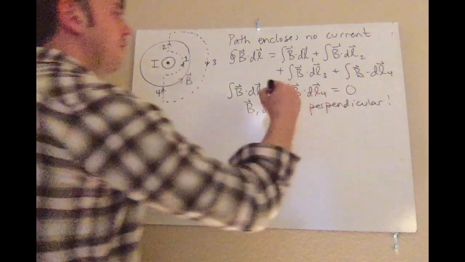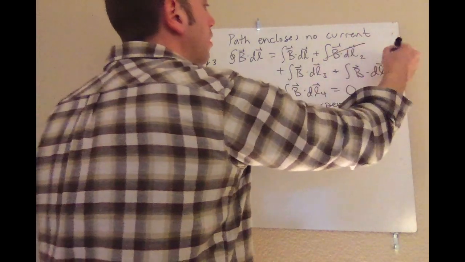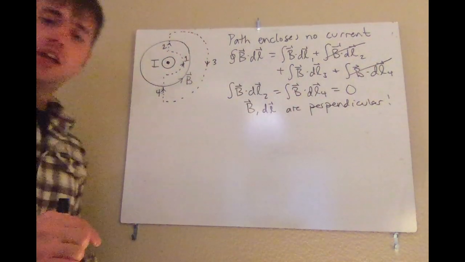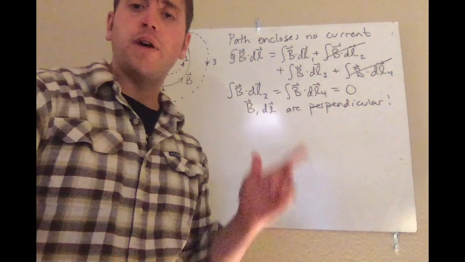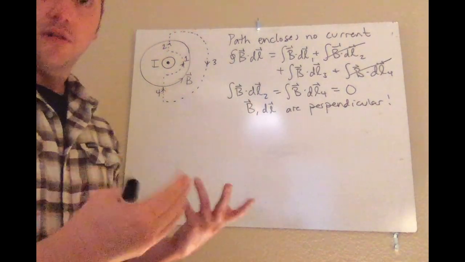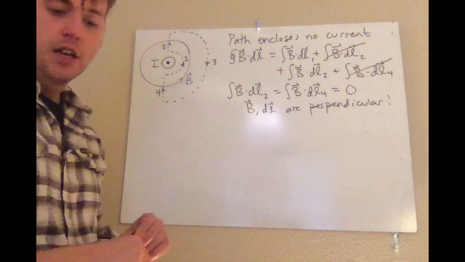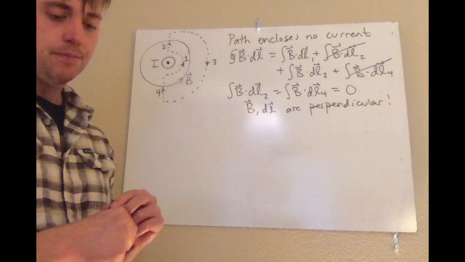Okay, so let's actually cross those out. For paths 2 and 4, we know we're just getting 0, so we can ignore those. That means we can concentrate our attention on paths 1 and 3. And again, we're going to figure out what the integral of B dot DL for this magnetic field is for these two different paths.